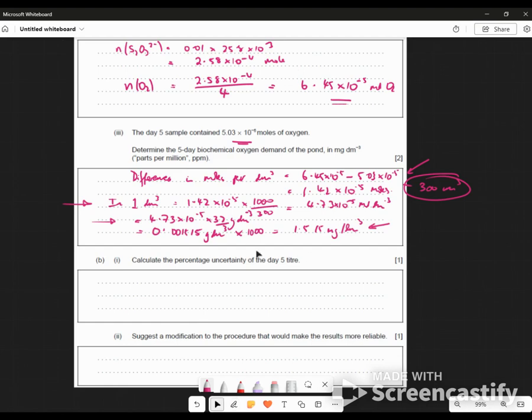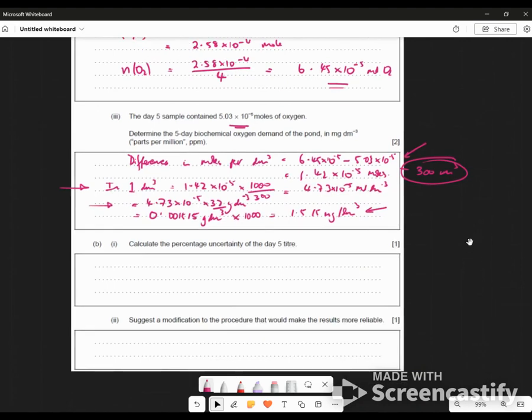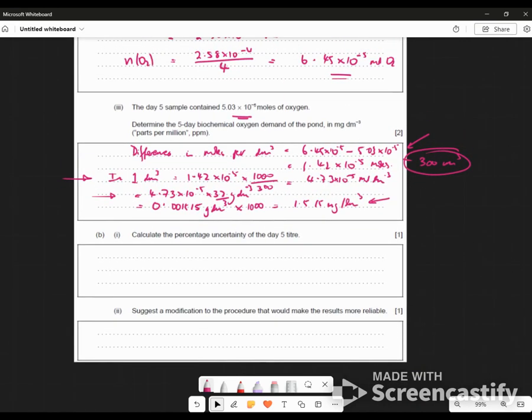All right. Calculate the percentage uncertainty of the day 5 titer. Well, let's have a look at the titer itself. It's 20.1, isn't it? Now a titer has an error of 0.05, but we go there twice, don't we? We find an initial and a final. Divide that by the 20.1 and times this all by 100%, and this gives us an error of 0.5%. Okay, learn how to do those.